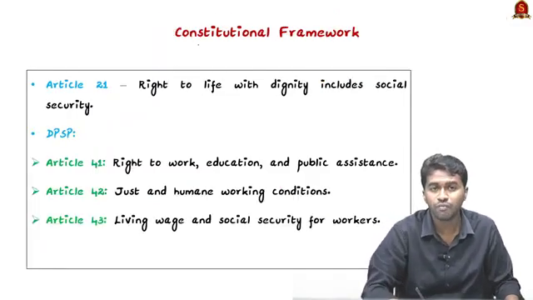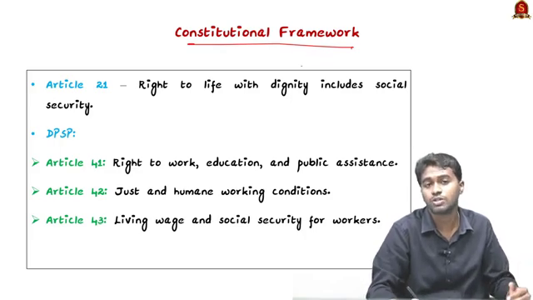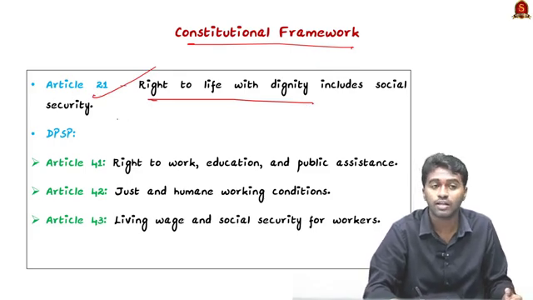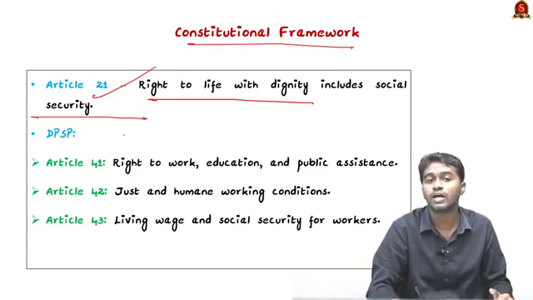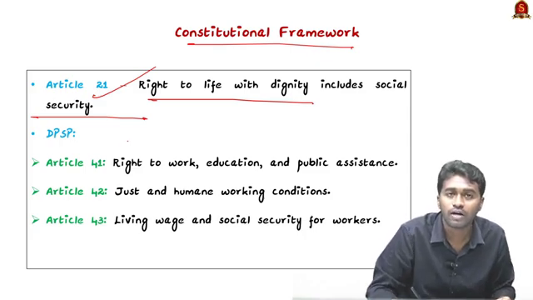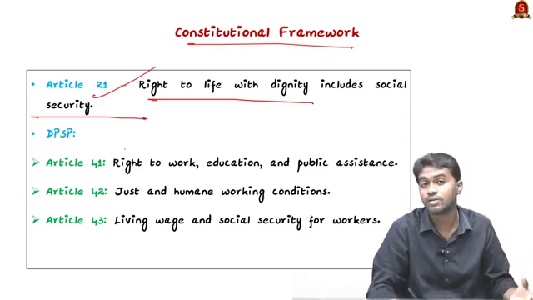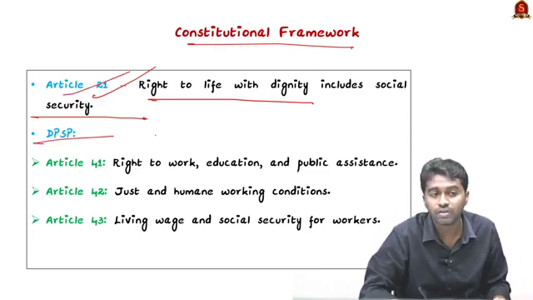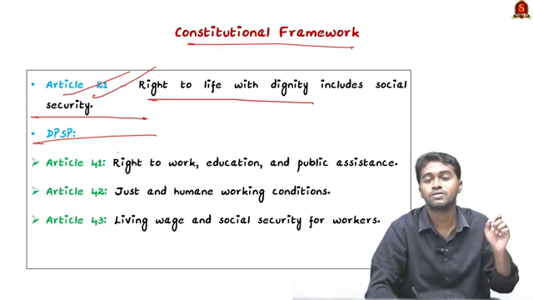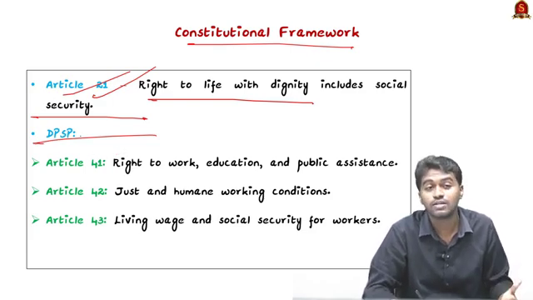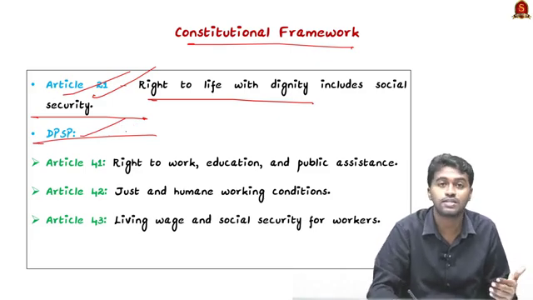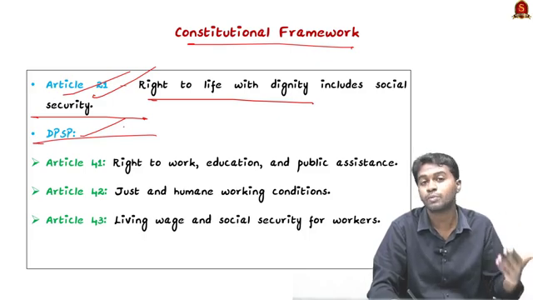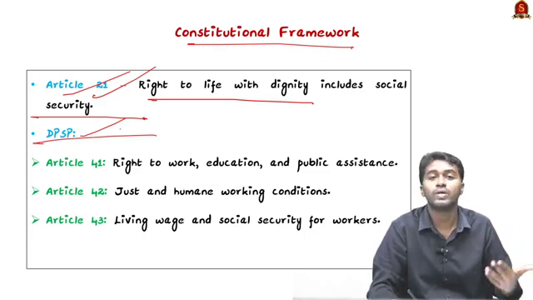So coming to the constitutional framework in India which guarantees social protection to the people, first we have Article 21, which guarantees the right to life with dignity, and that also includes social security. It also ensures the right to a healthy environment, the right to health, and everything can be derived from Article 21. And next we have the Directive Principles of State Policy, a concept derived from the Irish Constitution. These are certain directions given by the Constitution to the government, principles the government has to consider when framing legislation.